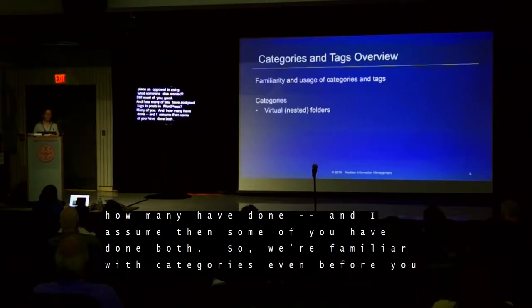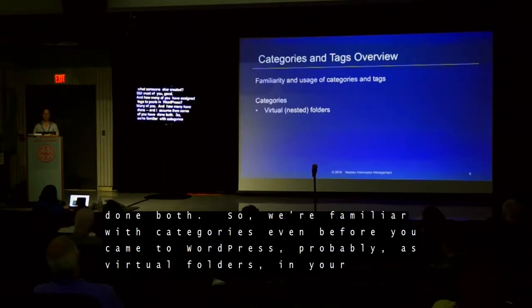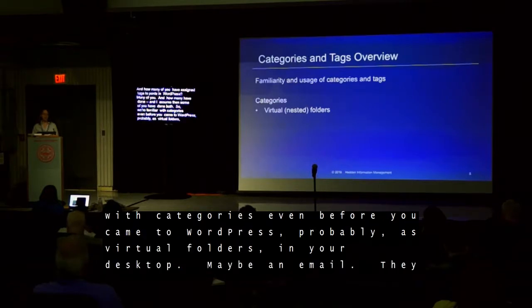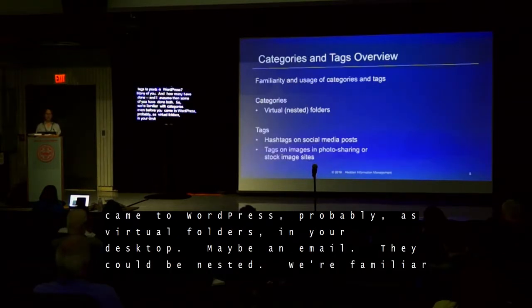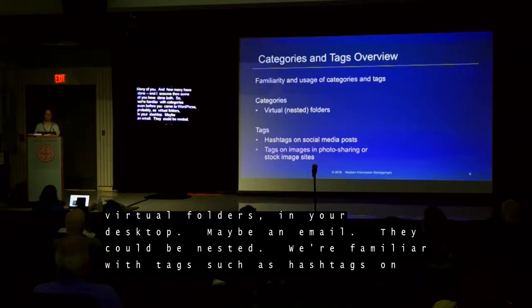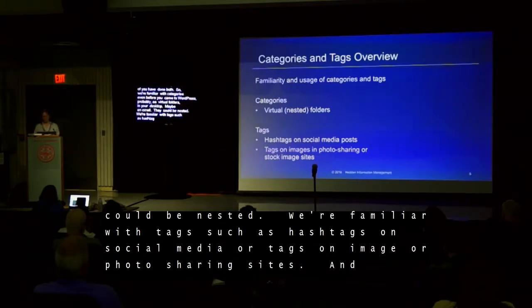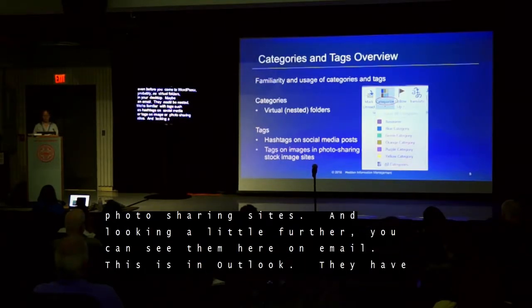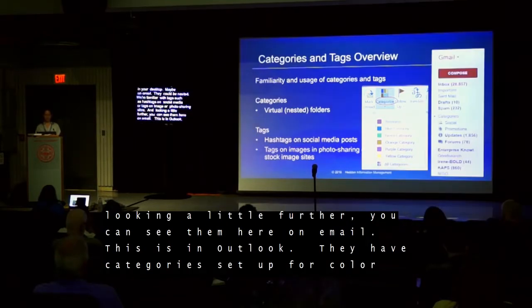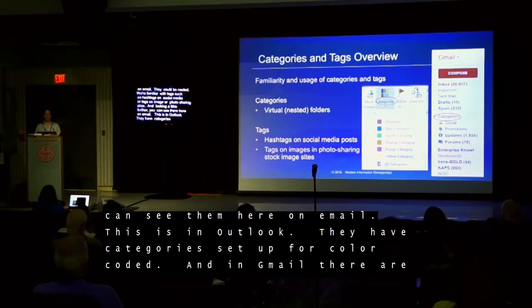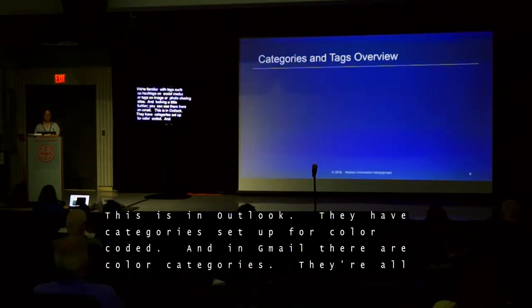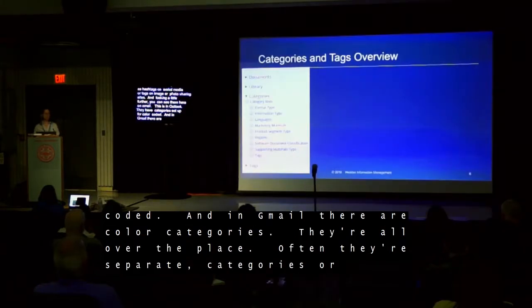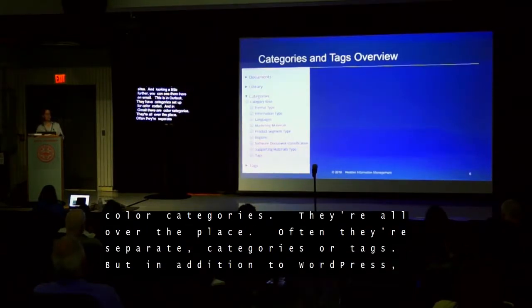So we're familiar with categories even before you came to WordPress, probably as virtual folders on your desktop, maybe in email, and they could be nested. We're familiar with tags, such as hashtags on social media, or tags on image or photo sharing sites. I've looked a little further, you can see them here on email. This is in Outlook, they have categories set up for color-coding, and in Gmail, there are also categories. So they're all over the place.